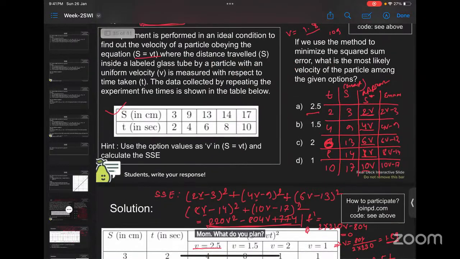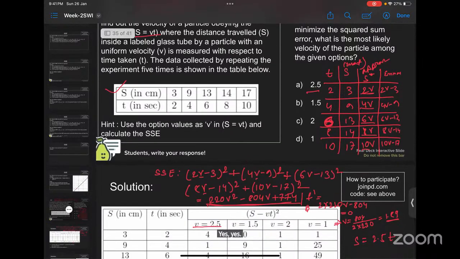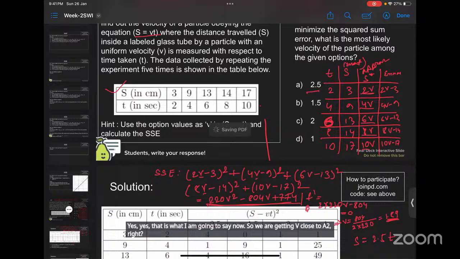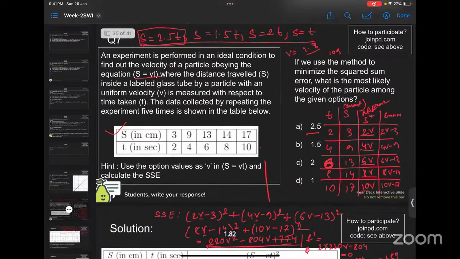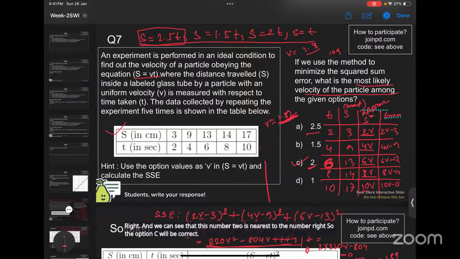Ma'am, v equal to 1.82 is not present in the 4 options. Yes, that is what I am going to say now. Now let us read the question. What is the most likely velocity in these 4 options? That means we have to find the number which is nearest to this number, right? We can see that the number 2 is nearest. So option C will be correct. Is it fine?